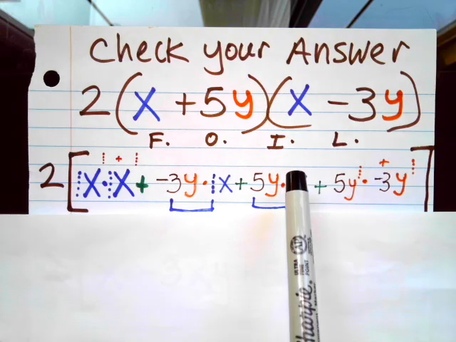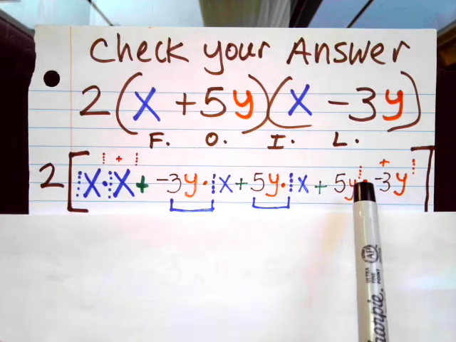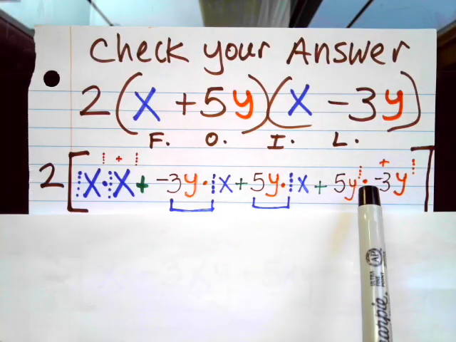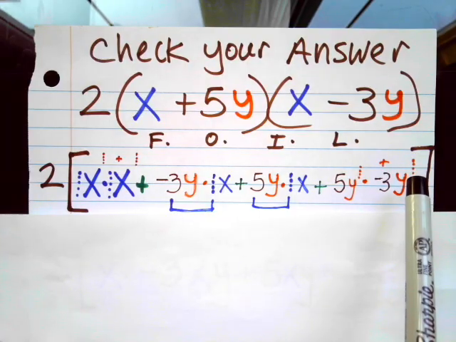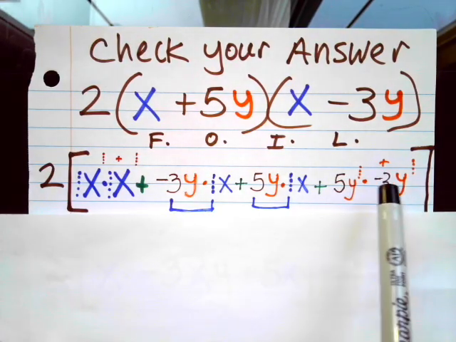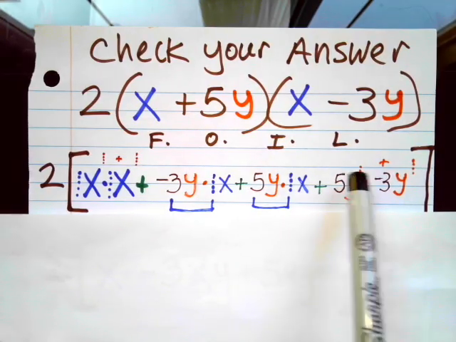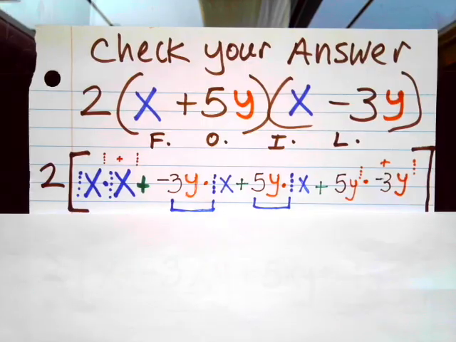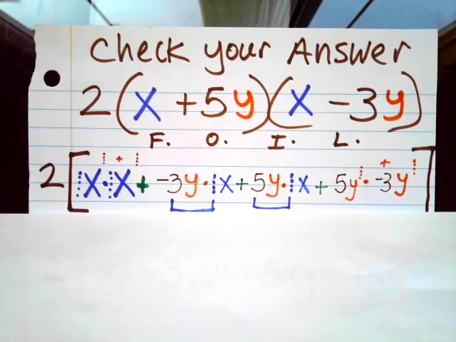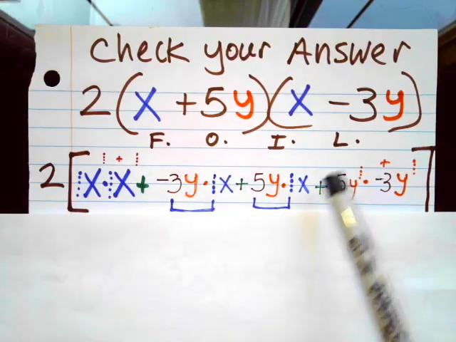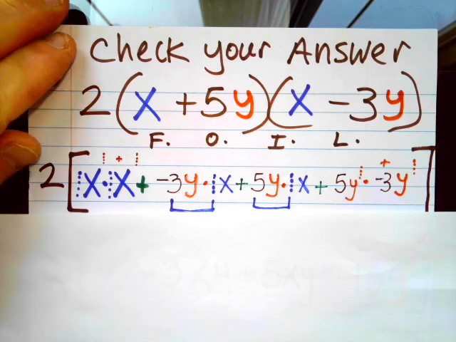plus 5y times the invisible 1x, plus 5y to the invisible exponential power of 1 times negative 3 times y to the invisible power of 1. And again, when you multiply the same base, you add those exponents. That's the rule. So I'm just showing you in detail each of the steps for FOIL: first, outer, inner, last. Hopefully that is crystal clear.